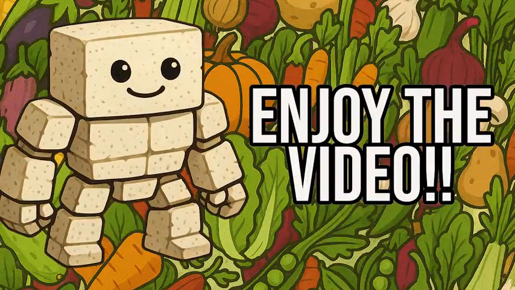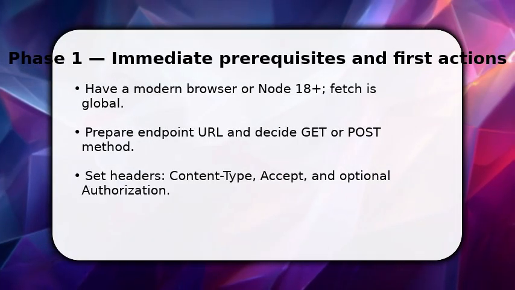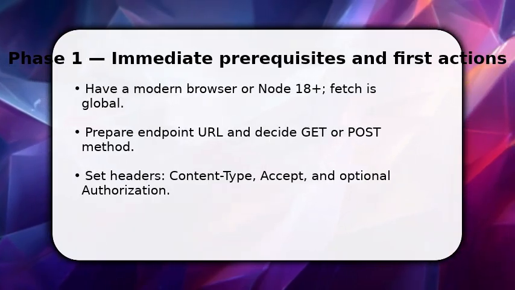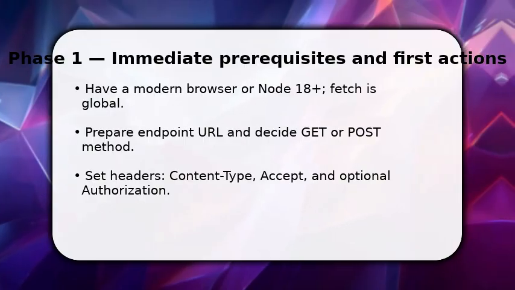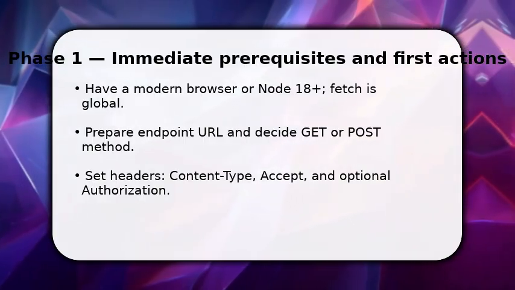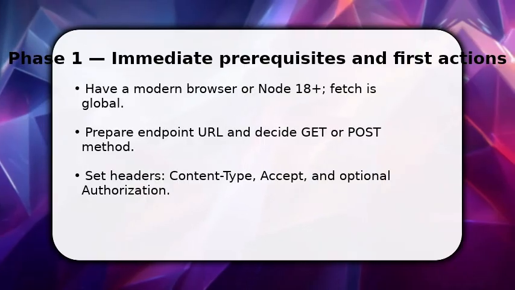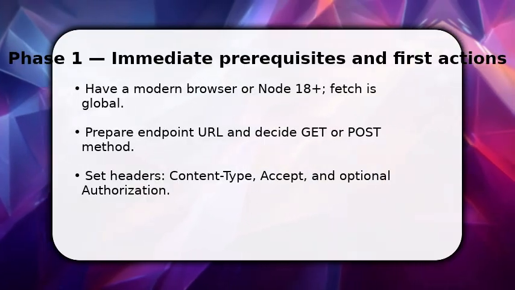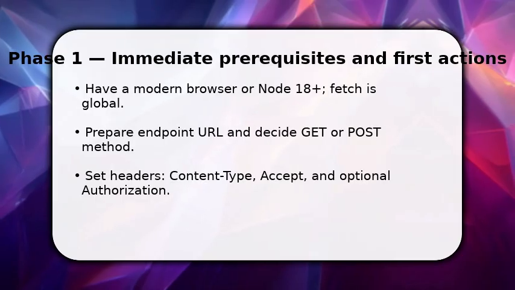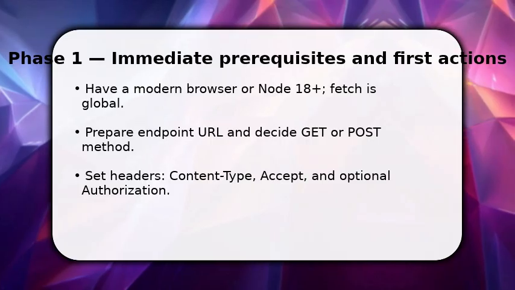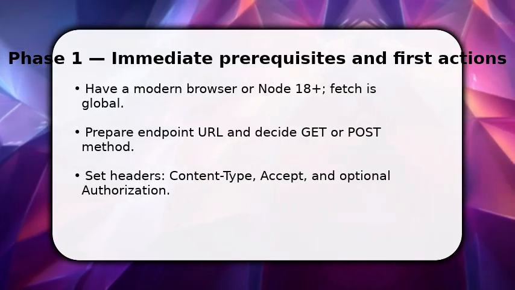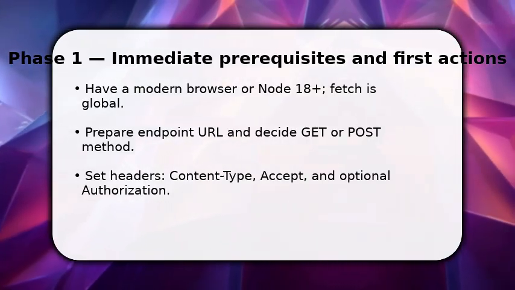Please enjoy the video. You start by confirming prerequisites: a modern browser or Node 18 plus, and a reachable API endpoint. First actionable step, build the fetch call: fetch(URL, {method: 'GET'}) to request data. Use headers to tell the server you expect JSON, for example Content-Type and Accept. Why do this now? Because proper headers and method ensure the server returns a format you can parse.